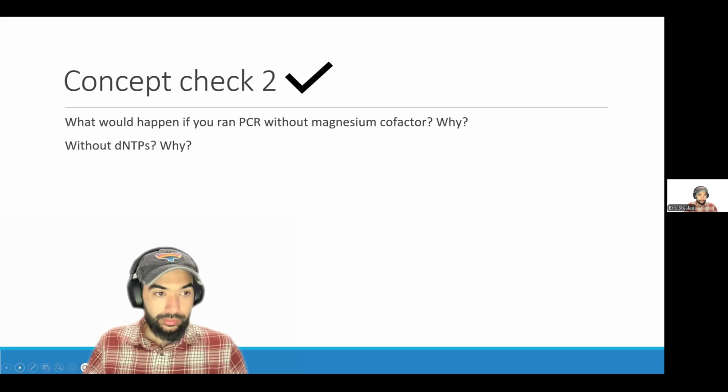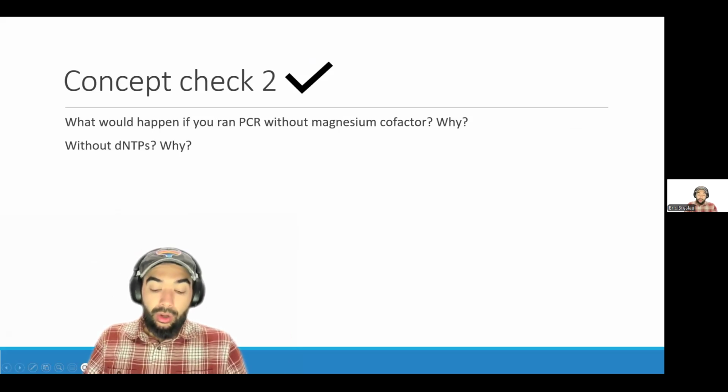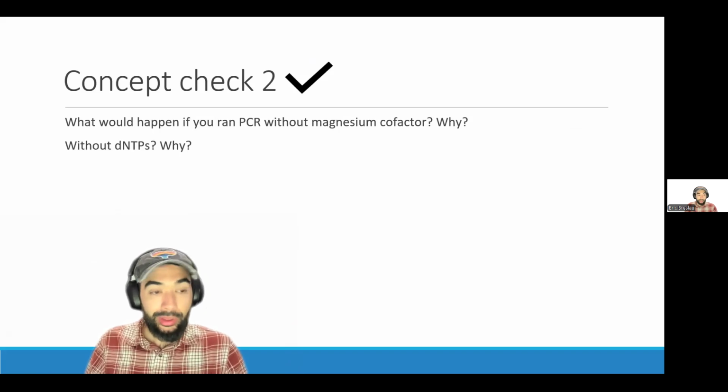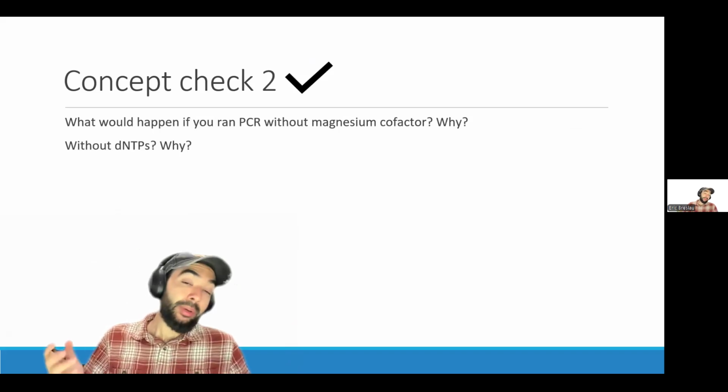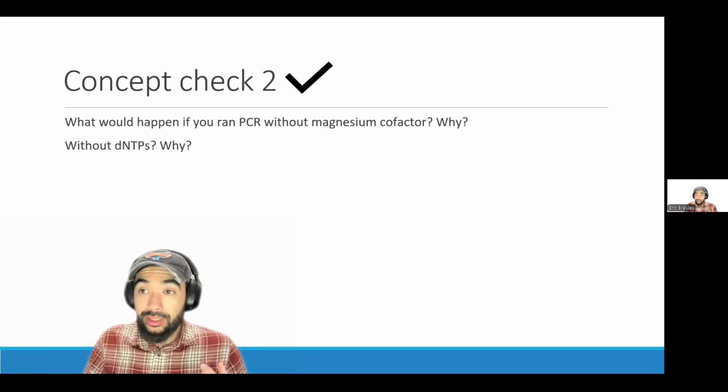Okay. Second part question. What would happen if you ran PCR without a magnesium cofactor? Or what would happen if you ran PCR without the dNTPs? And so you should probably pause it right now before you give the answer so you can try to figure out the answer yourself. Try to think about it a little bit. We want to start playing with the ideas here.